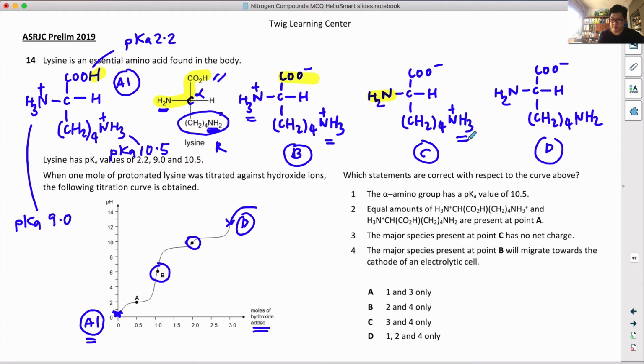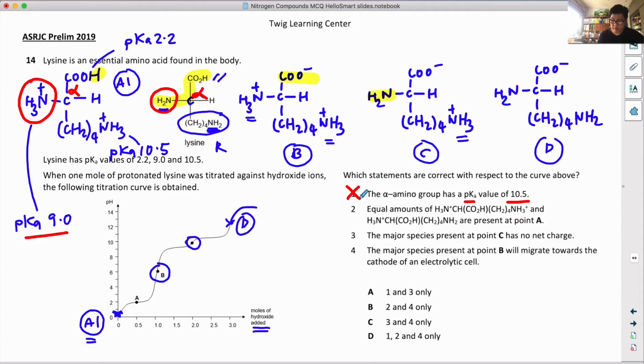Which statements are correct with respect to the curve above? The alpha amino group has a pKa value of 10.5. What I mean by the alpha amino group is this: this is the alpha carbon, and the alpha amino group is this amino group. But firstly, the alpha amino group, once protonated, is an acid, and it has a pKa of 9.0. So this one saying 10.5 is actually wrong.